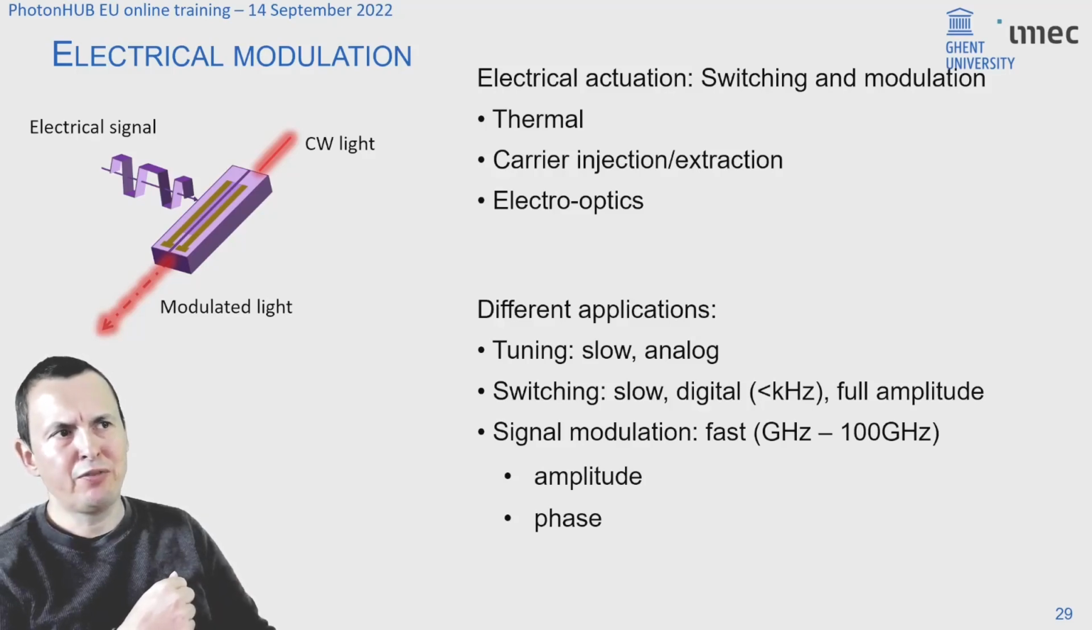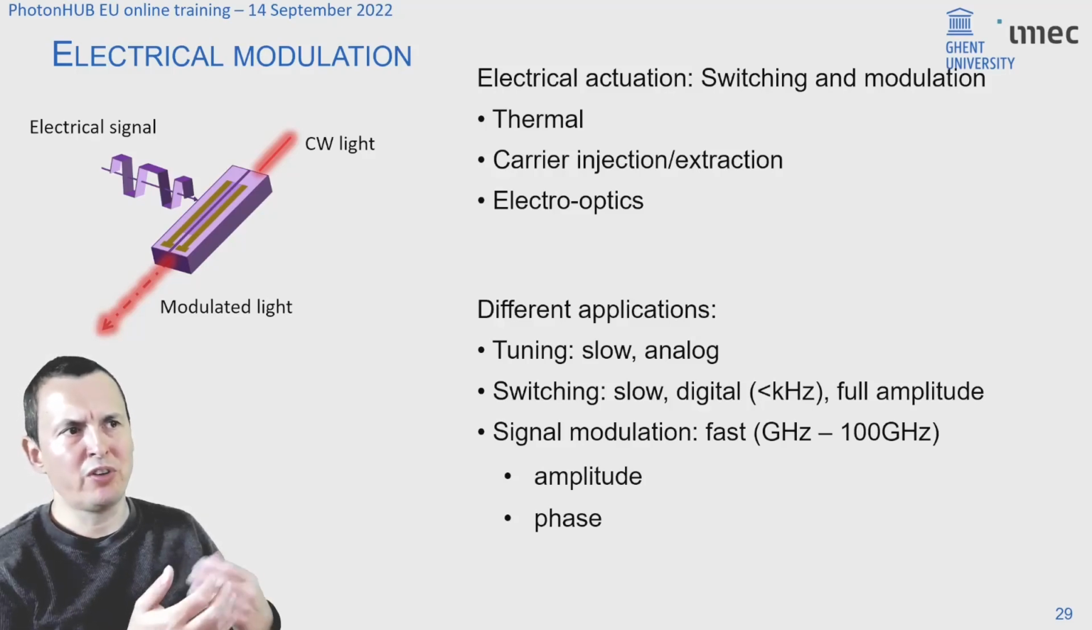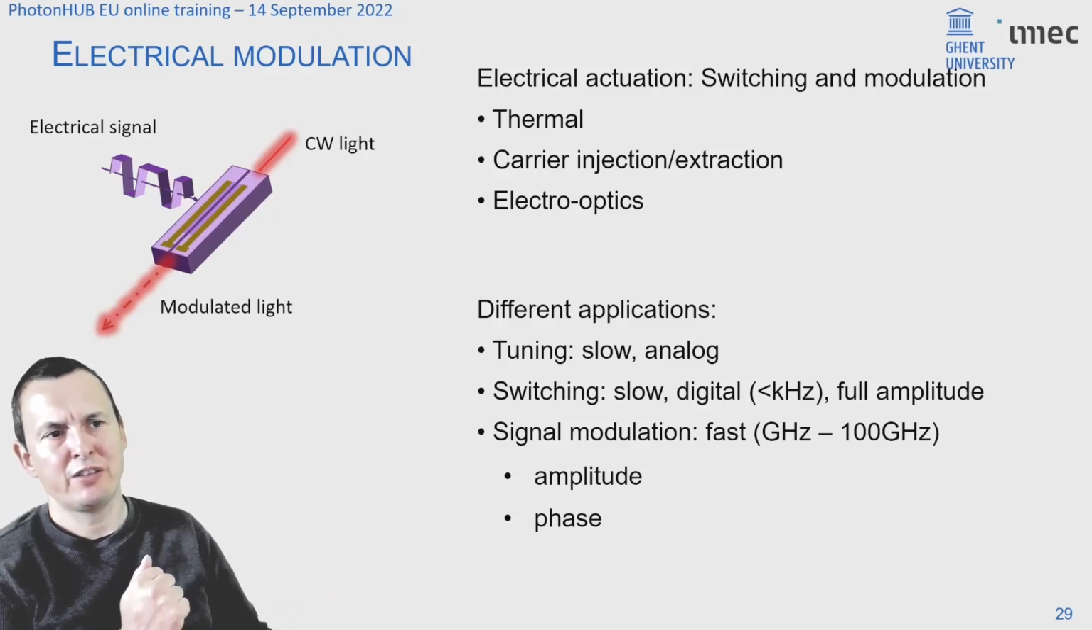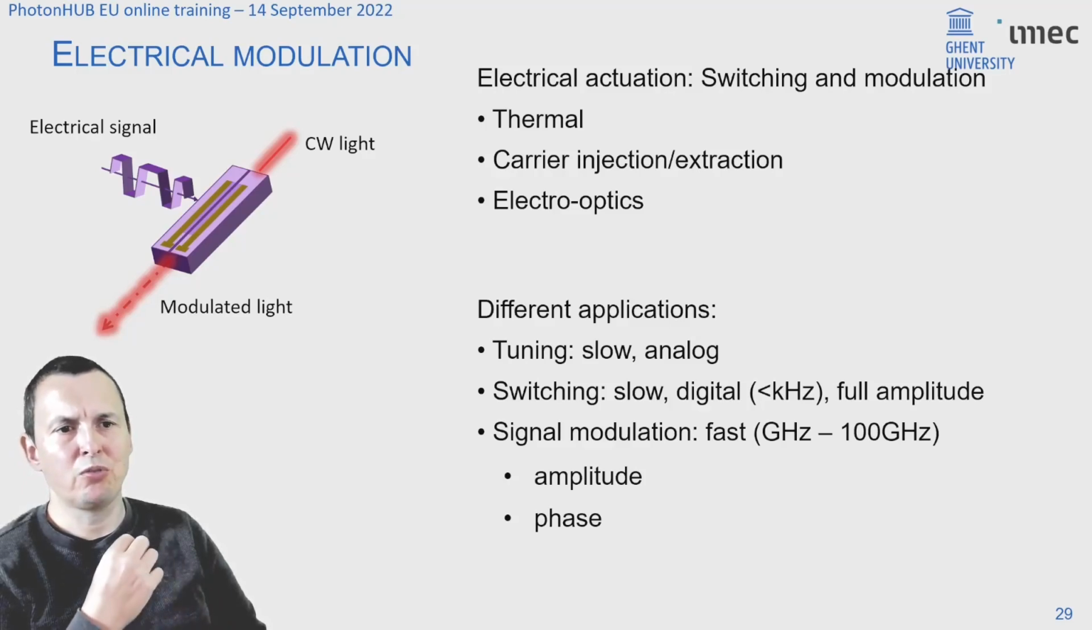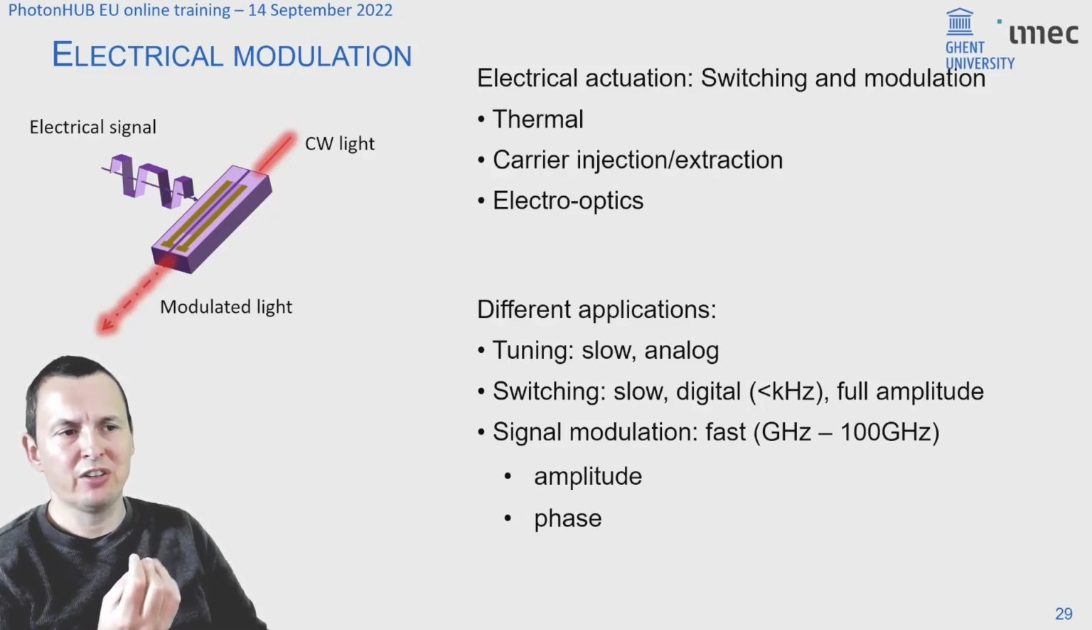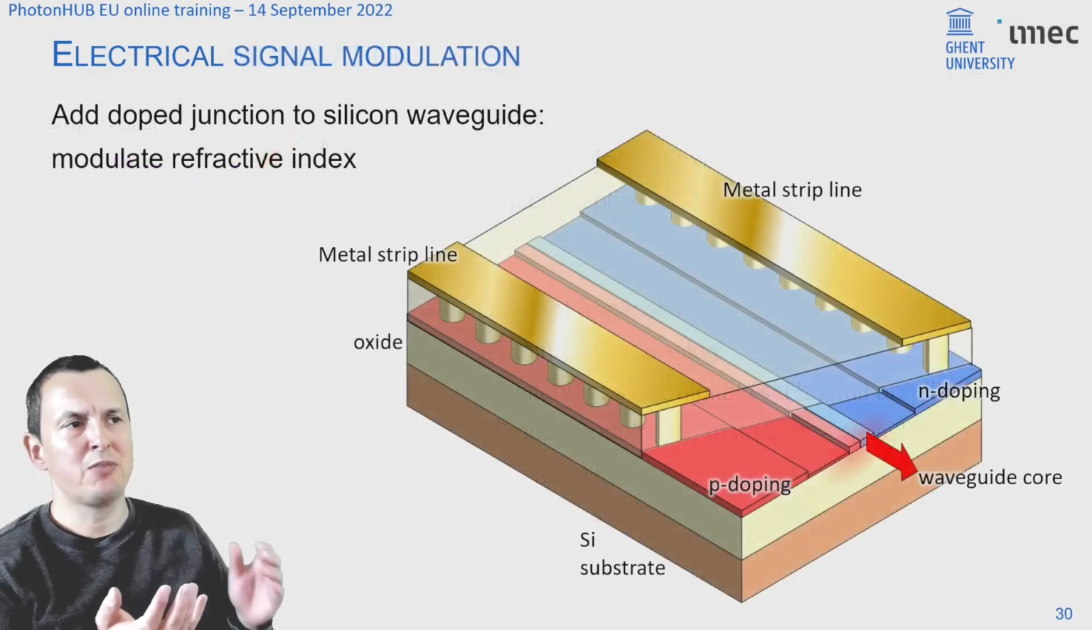And there are different mechanisms to do modulation. Modulation is typically much faster than tuning, and you can modulate either the amplitude of your light or the phase of your light. There are different techniques. You can use Pockels effect materials, you can use mechanical MEMS devices. But in silicon, the most common technique being used today is based on carriers.